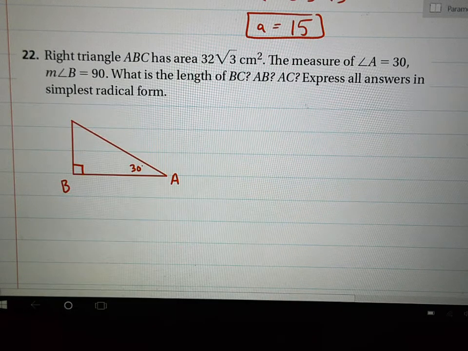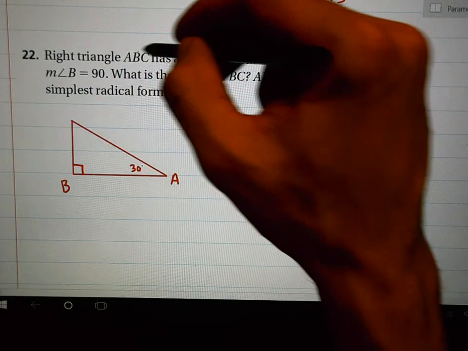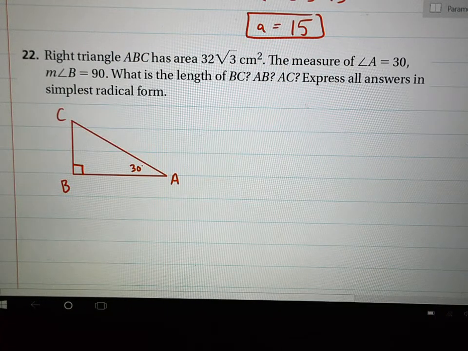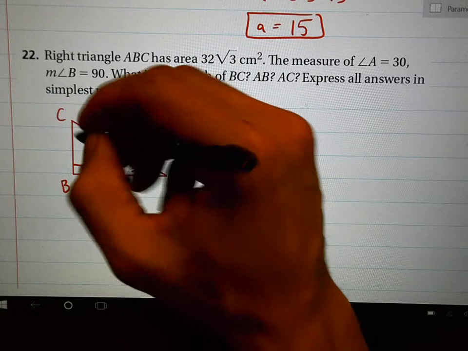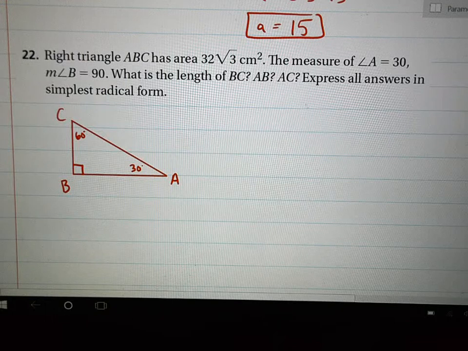So I'm just building this triangle. It doesn't tell me what C is, but it says it's a right triangle ABC, so this has to be C. And I'm pretty sure you know how many degrees angle C has to be. Angle C has to be how many degrees? Say it out loud. 60. Good job. They do not give me any of the other sides. They don't tell me how long this is or that is or that is.